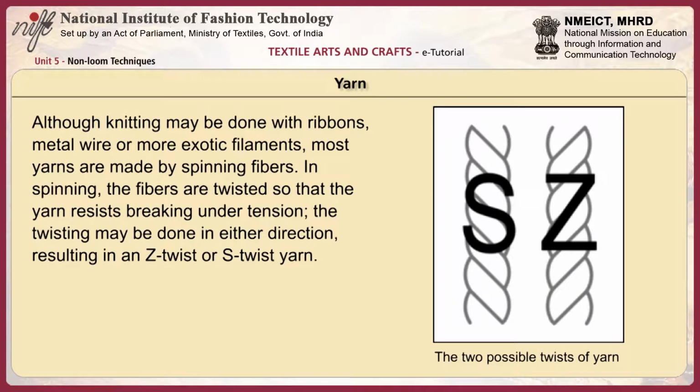Although knitting may be done with ribbons, metal wire or more exotic filaments, most yarns are made by spinning fibers. In spinning, the fibers are twisted so that the yarn resists breaking under tension. The twisting may be done in either direction, resulting in a Z-twist or S-twist yarn.